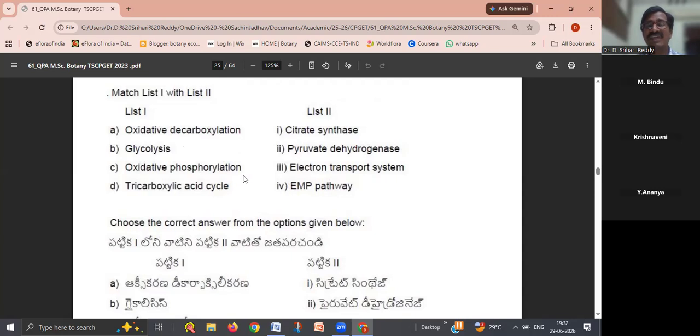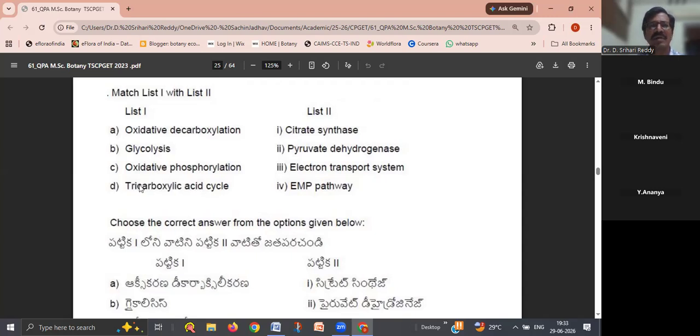And next, oxidative phosphorylation. We already discussed glycolysis and the Krebs cycle. Next, the third one is the electron transport chain, where oxidative phosphorylation takes place. So for this, the right answer is the electron transport system, where we find oxidative phosphorylation and synthesis of ATP. And the fourth one, tricarboxylic acid cycle. The Krebs cycle is also called the tricarboxylic acid cycle or citric acid cycle.